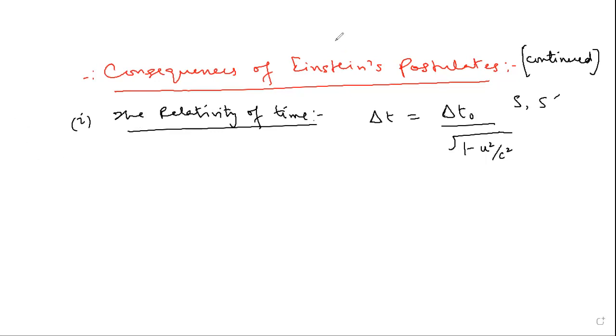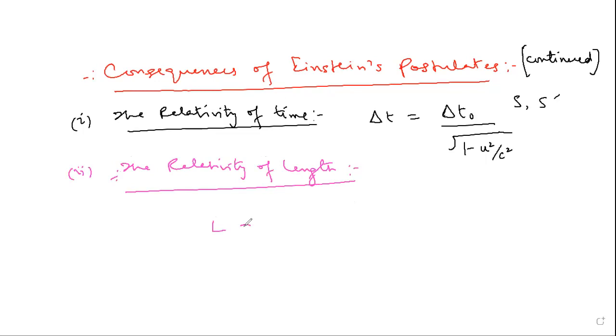Then we discussed the second thing, the relativity of length. Under this heading, we derived this equation L is equal to L naught under root 1 minus u square by c square. Let me name them in this lecture, this 1 and this 2.